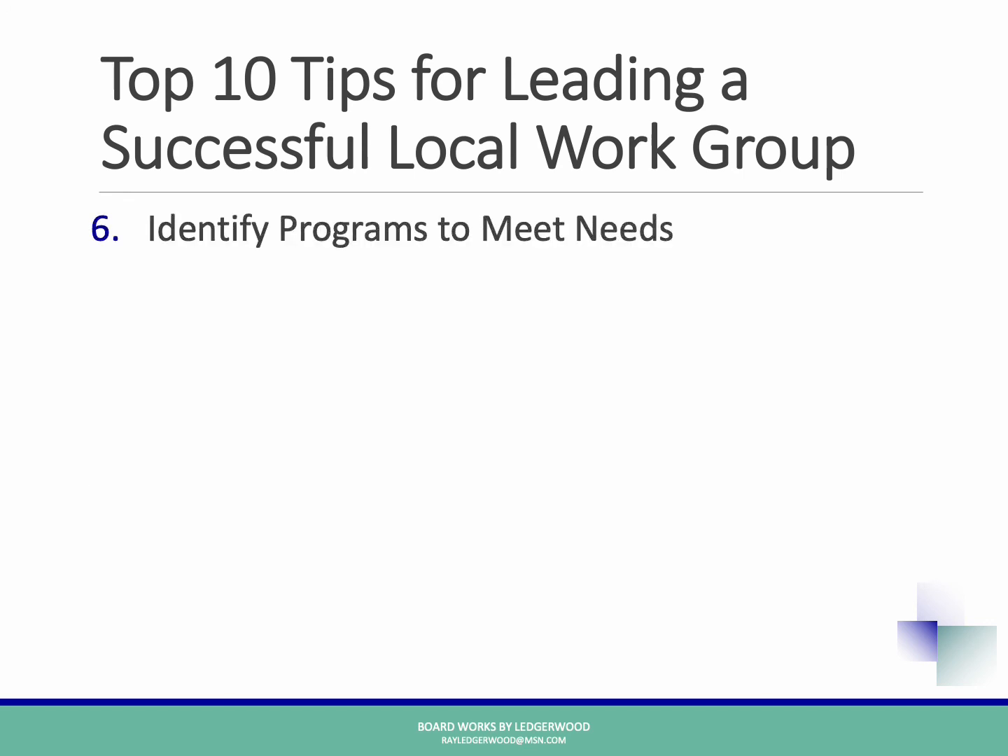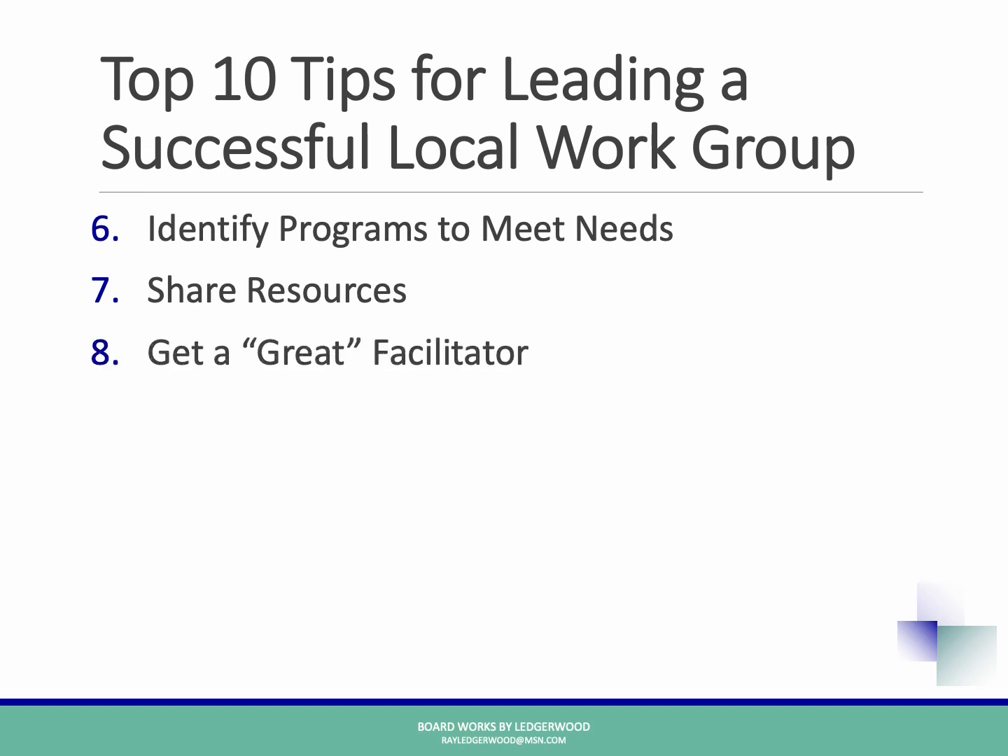Our sixth tip then is to identify the programs that would actually meet these conservation needs that we have in our local area. So if we've got a good handle on those priorities and geographic areas of concern, and we've started to develop project proposals, then certainly there are programs out there to meet those needs. The seventh tip is to share resources among the partner organizations in our local work group and make sure that the staffing is shared and the funding is shared, ideas are shared, time is shared, data is shared within the body of the local work group.